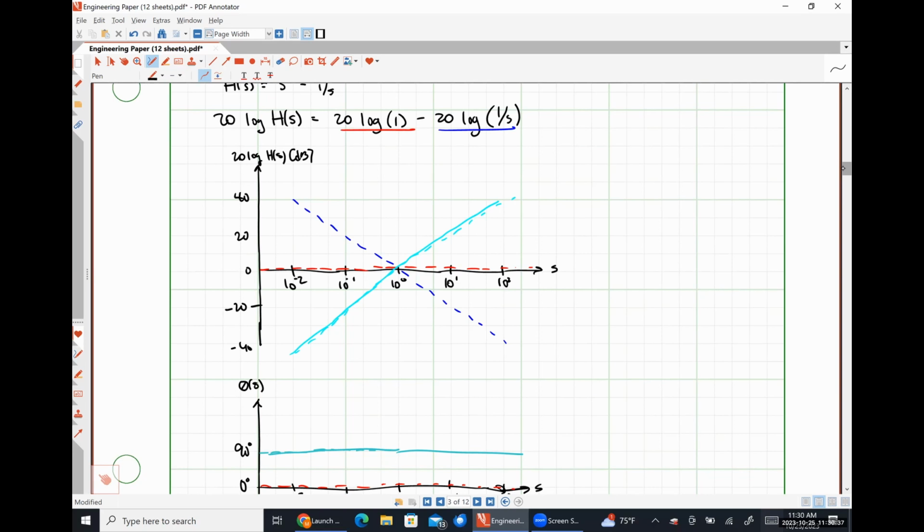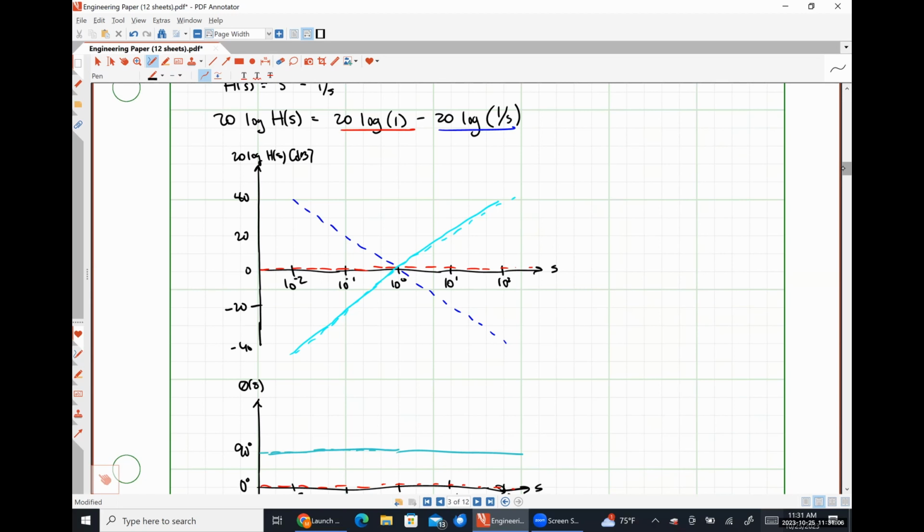So let's literally do this point by point. At this particular point, I have 0 decibels, which is my red curve, minus 40 decibels, giving me negative 40 decibels. 0 minus 20 decibels gives me negative 20 decibels. 0 minus 0 is 0. 0 minus negative 20 is positive 20, and so on and so forth.